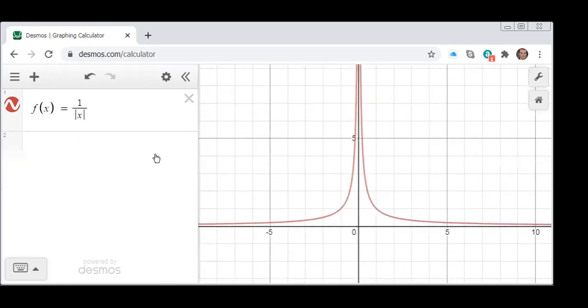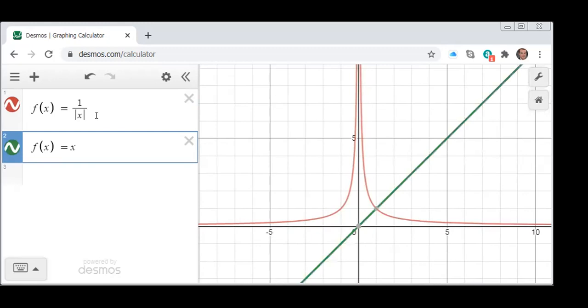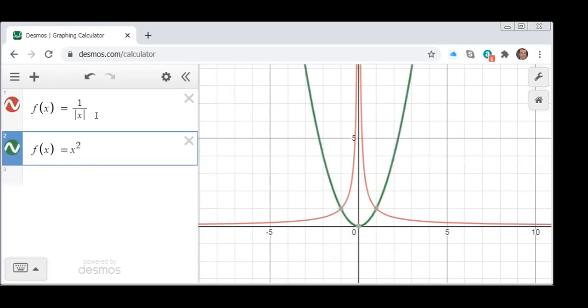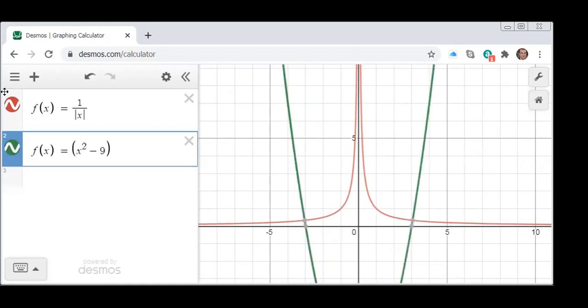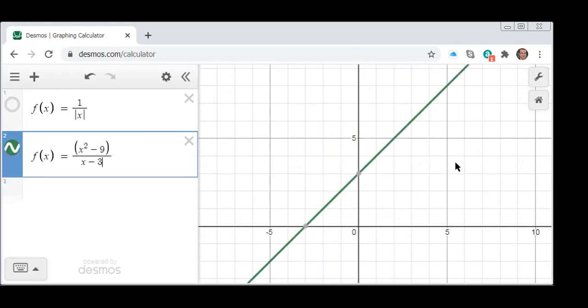So 3 common types of discontinuities are removable. Let's see if I can make one up. So let's take like x squared minus 9 divided by x minus 3.